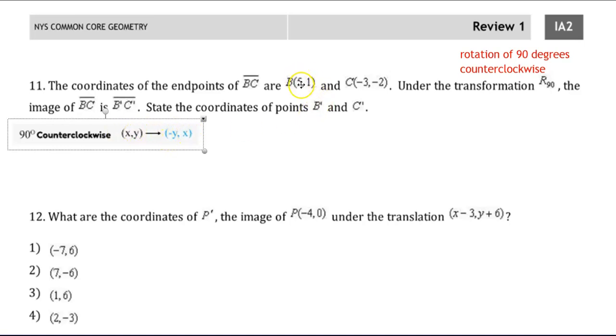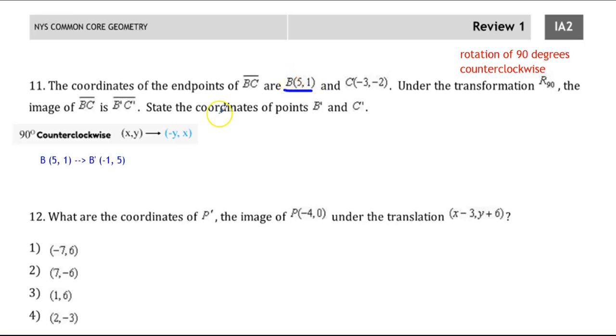So B is 5, 1. This is called the pre-image. It's the original point. Now we need to find B prime, which is the image. C, which is -3, -2, we need to find C prime, which is the image of C under this transformation. Let's do it one at a time. And really slow down and make sure that this makes sense to you, right?